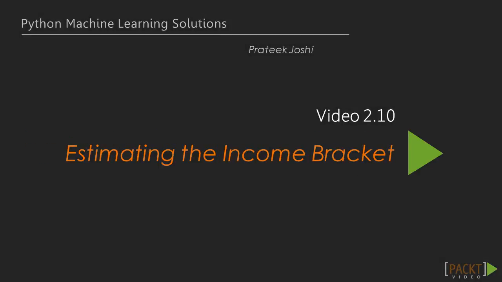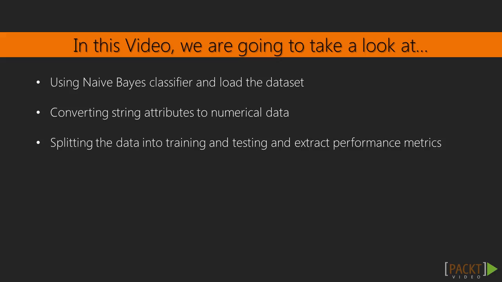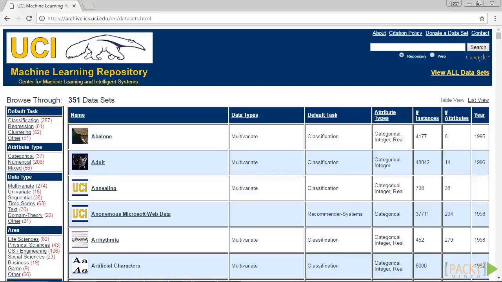In the previous video, we looked at extracting learning curves and plotting its graph with classifiers. In this video, we will build a classifier to estimate the income bracket of a person based on 14 attributes. The possible outcome classes are higher than 50k or lower than or equal to 50k.